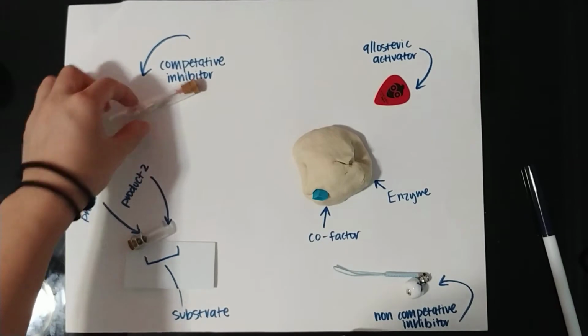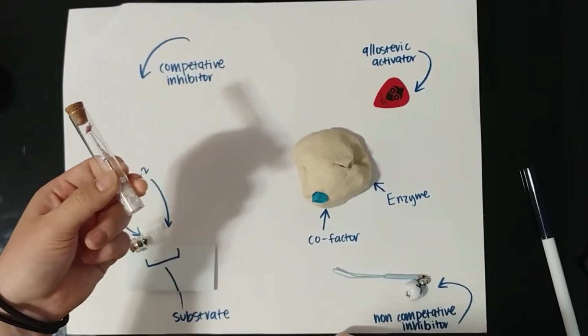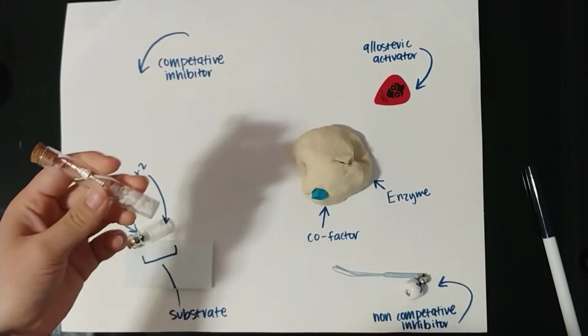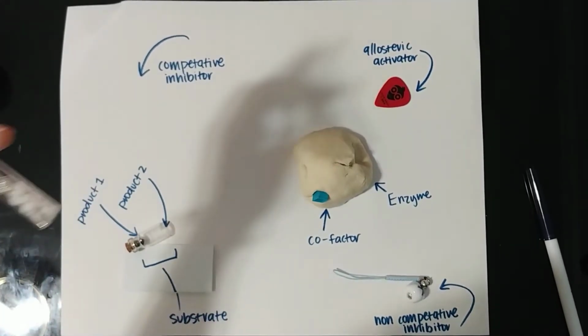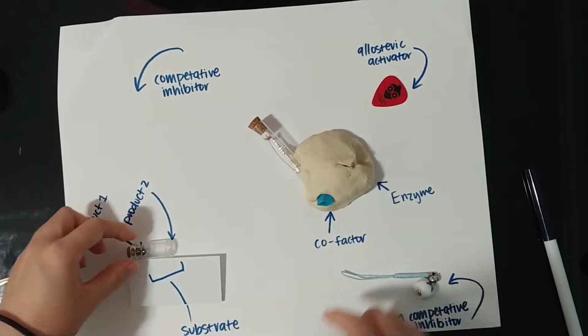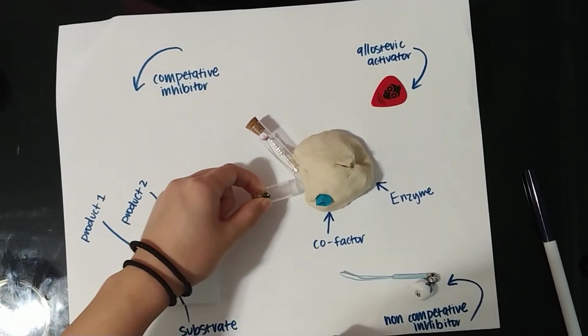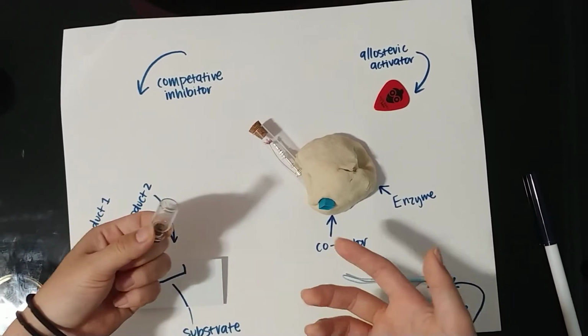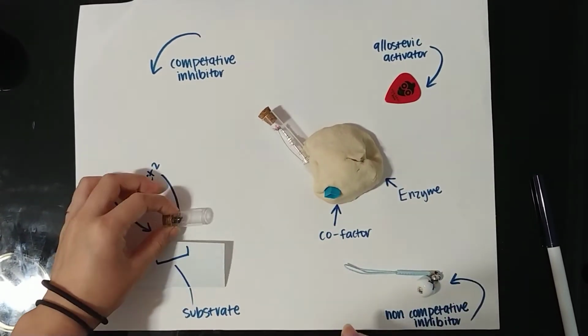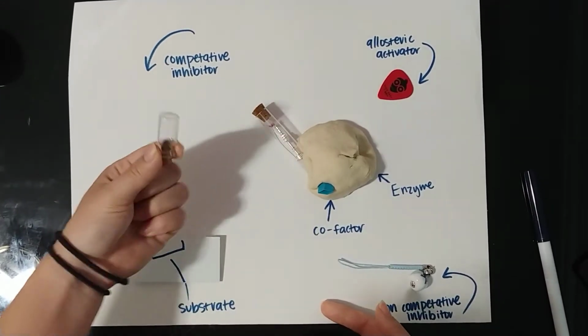However, sometimes there are competitive inhibitors that compete with the substrate for the active site. If the competitive inhibitor binds to the active site first, then the substrate cannot bind to the enzyme because there's no room and it's already bound. And therefore, no reaction will occur.